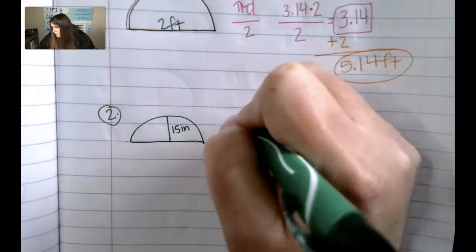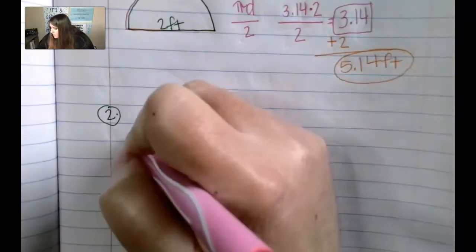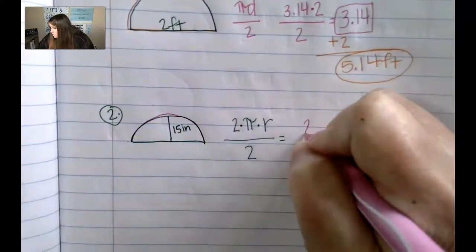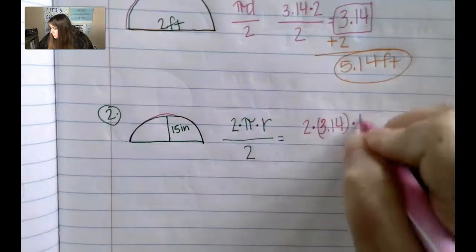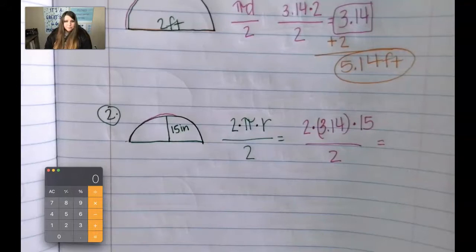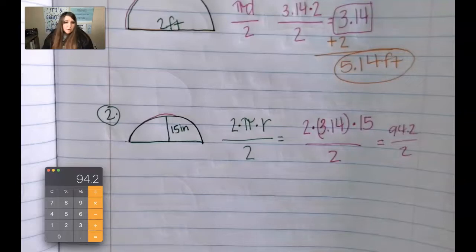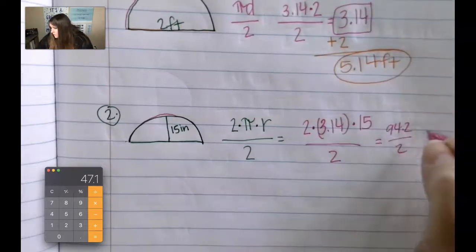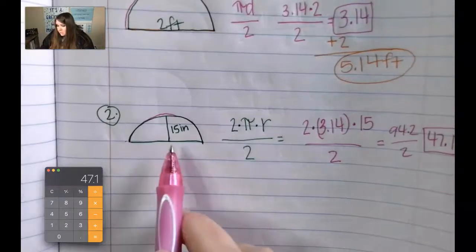All right, and our last try-it gives you a radius of 15. So we know 2 times pi times the radius divided by 2. So when I'm looking at this one, the outside of my circle is going to be 2 times 3.14 times the radius, which is 15, and then we want to cut it in half. So plug it into my calculator here. We have 2 times 3.14 times 15 equals 94.2. Cut in half, divided by 2, and we get 47.1.